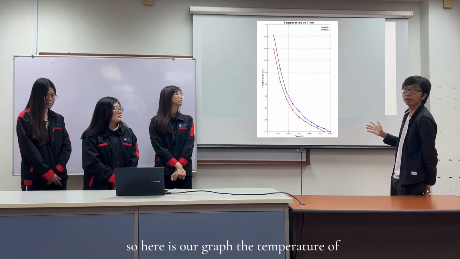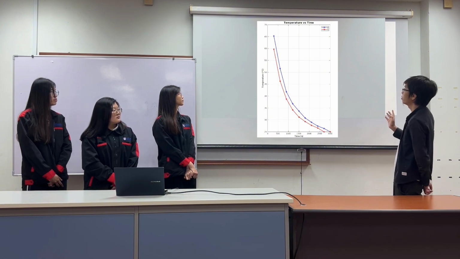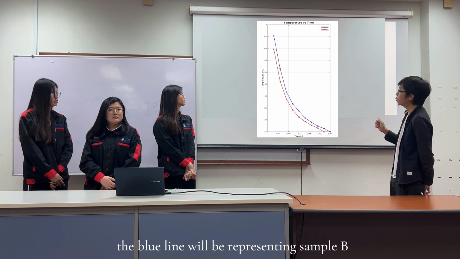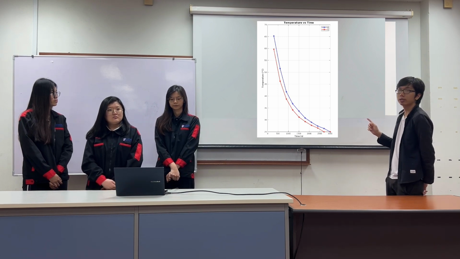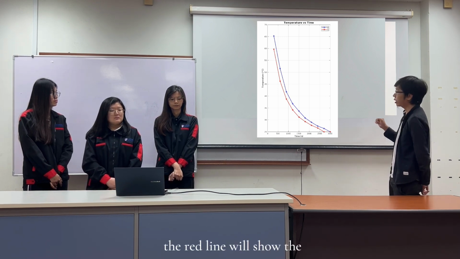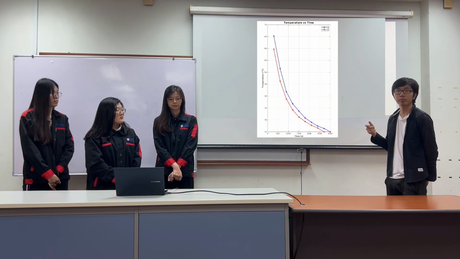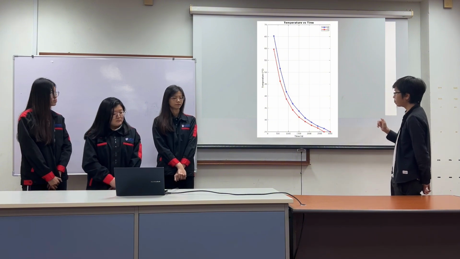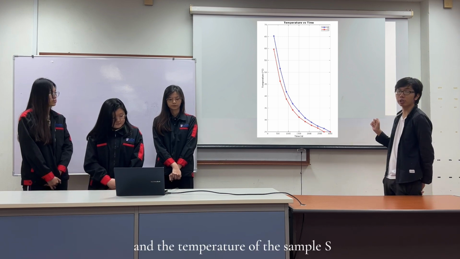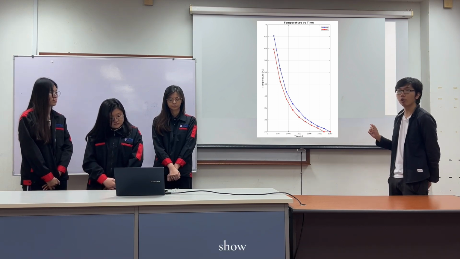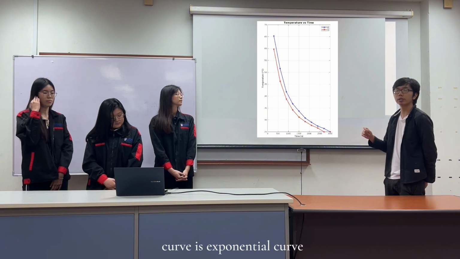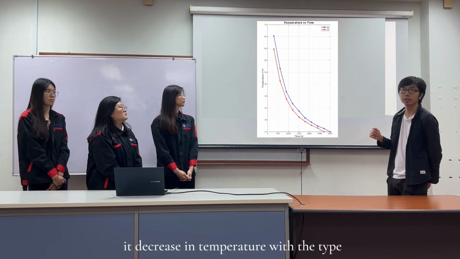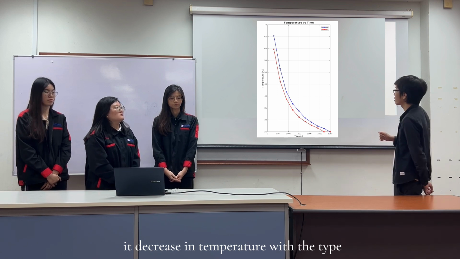So here is our graph, temperature versus time. There are two lines there. The blue line represents the temperature of sample B. The red line shows the temperature of sample S. Based on this graph, we can see that the temperature of sample B and the temperature of sample S show a curve. It's an exponential curve. It decreases in temperature with time.